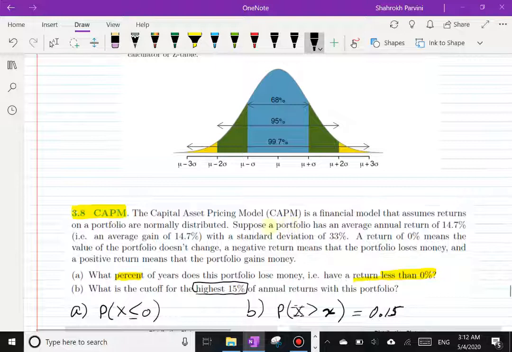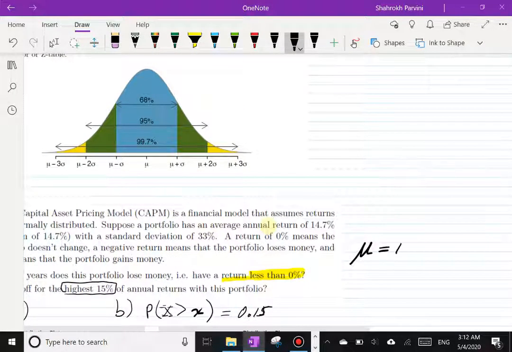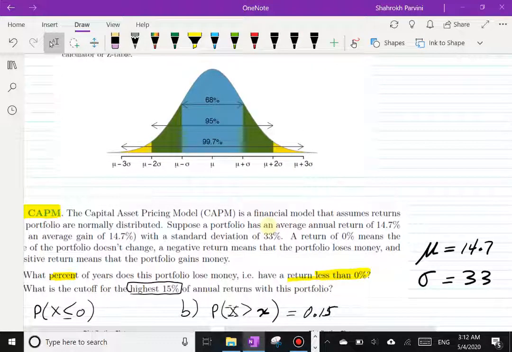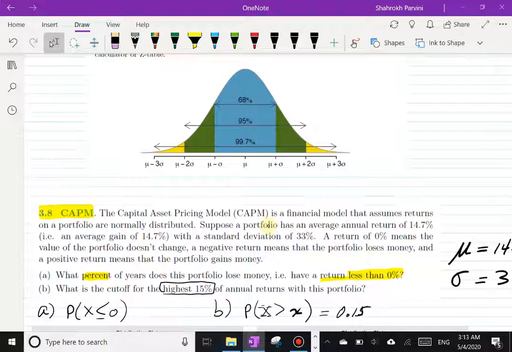Okay, so we're just going to go to the normal distribution, right? Now remember, we're going to a normal distribution with these parameters for this exercise. In this exercise, mu is 14.7 and sigma, standard deviation, is 33. And we know these are all percentages, right? Now you got to be careful because this is a percent and that is a percent, but there are two different ideas. The 33% is not a probability, it's actually a value, whereas this 15% is a probability. Okay, so let's go and finish this off.